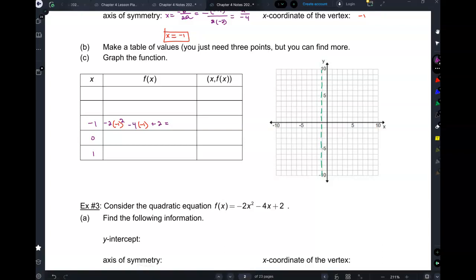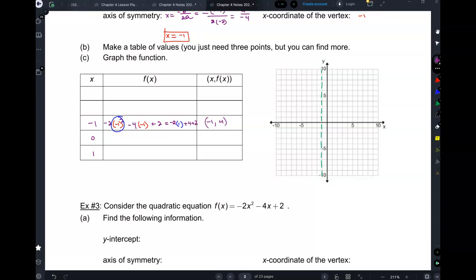Any other answers? I got 1. Okay, so let's see. One of you guys was right. So let's see. I got 8 again. Negative 2 times how much is this? Negative 1, because we're squaring it, so it's 1. Then it's plus 4 plus 2. So that would be a 4. Negative 4 times negative 1 is plus 4. Okay, so negative 1 comma 4.